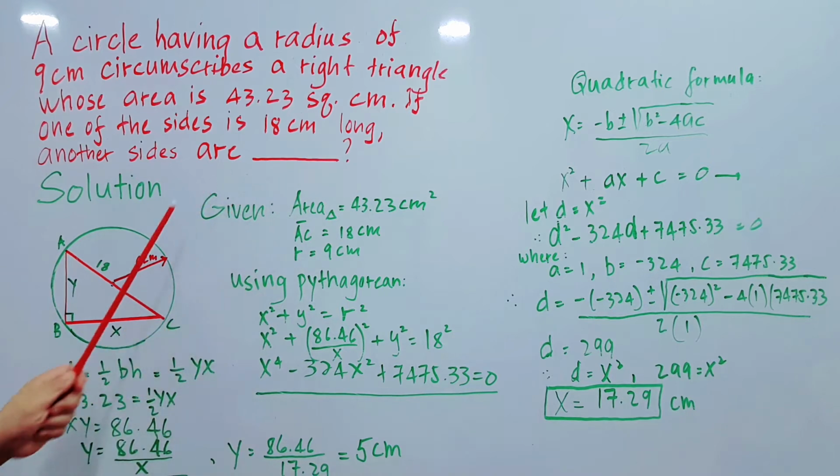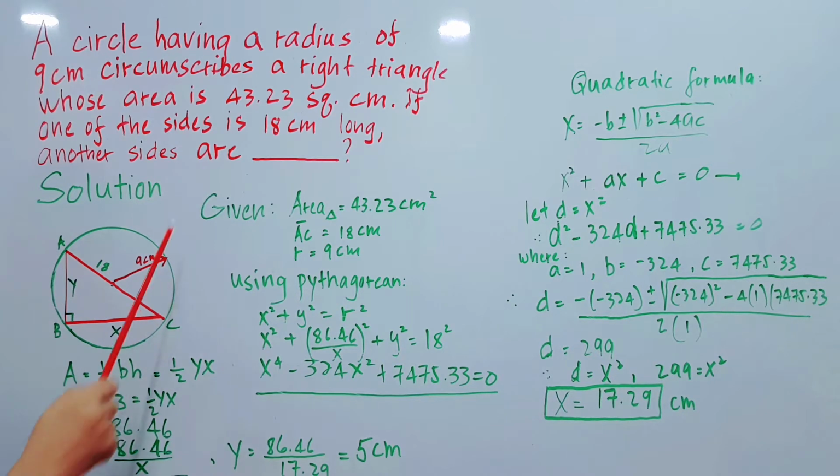Dito, hinahanap natin ang sides ng right triangle which is inscribed in a circle. So, sinasabi diyan na ang circle circumscribes a right triangle. Dito, may given na tayo na area ng right triangle which is 43.23 square centimeters.